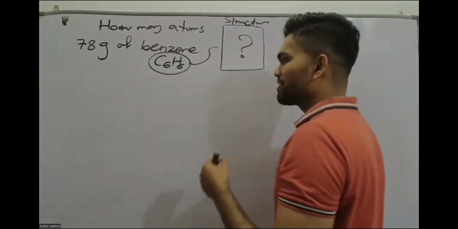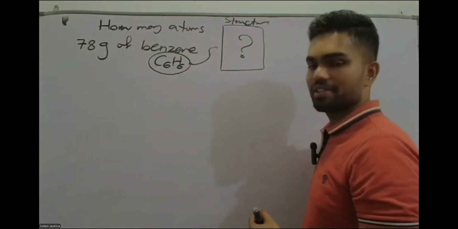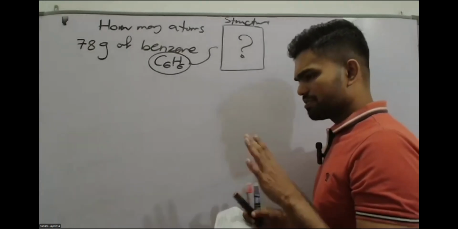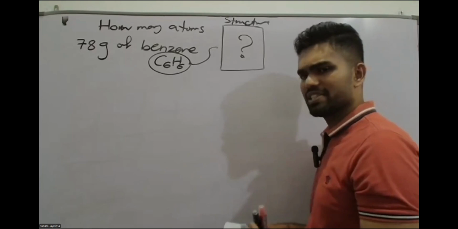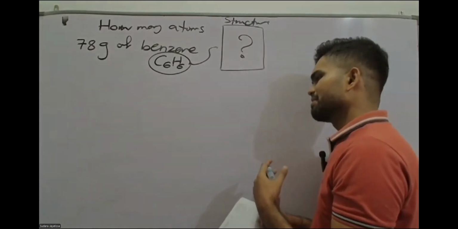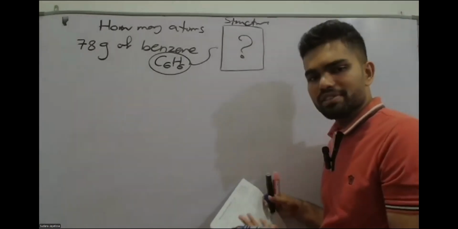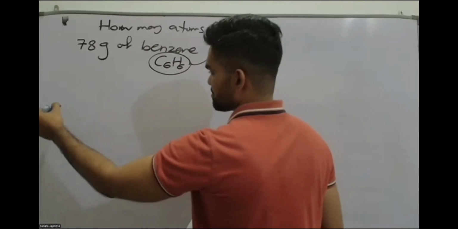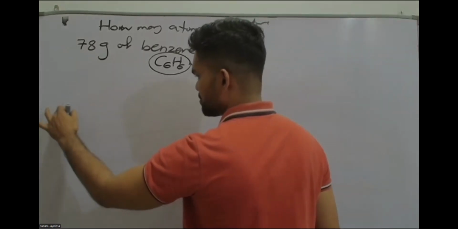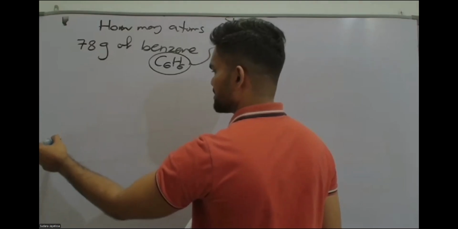So what should we do first of all? Let me remind a few things. Like we did in the class, there are several ways to find moles. There are actually 5 methods to find moles in A-level chemistry.